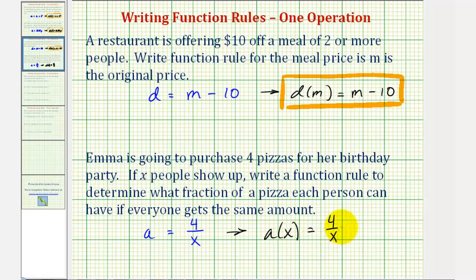If 2 people show up, 4 divided by 2 would be 2, each person gets 2 pizzas. And for example, if 8 people show up, 4 divided by 8 would be 1/2, each person gets 1/2 of a pizza. So in this case, this would be our function rule. I hope you found these examples helpful.